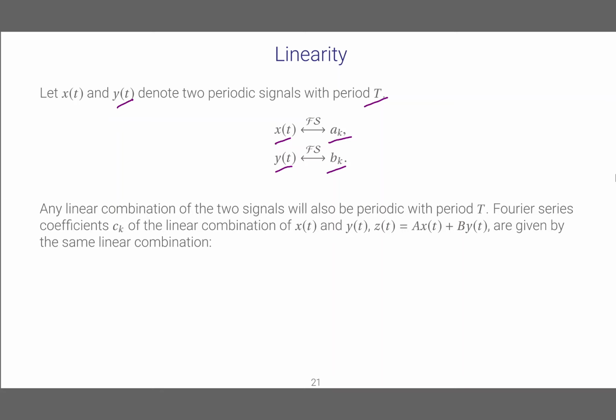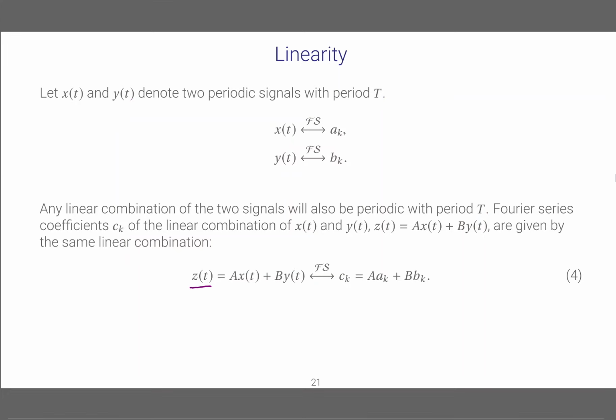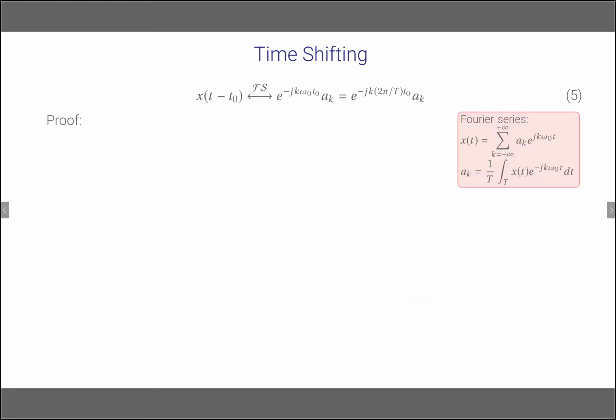So any linear combination of the two signals will also be periodic with period T, and the Fourier series coefficients of this linear combination, c_k, would be related to the Fourier series coefficients a_k and b_k. And how are they related? In this fashion. So if z(t), our new signal, is a times x(t) plus b times y(t), where a and b are constants, then c_k would be a times a_k plus b times b_k, a very obvious relationship.